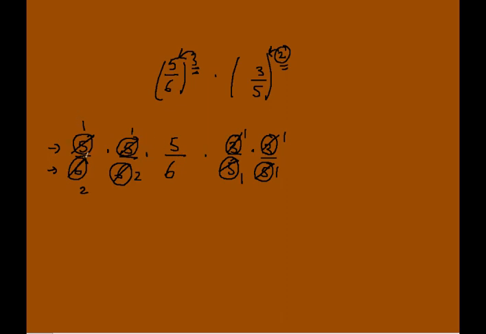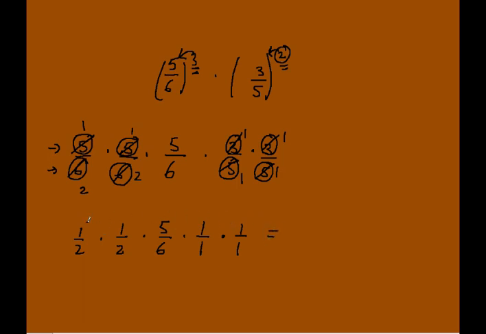So let's see what we have. Now this one becomes 1 over 2 instead, times 1 over 2, times 5 over 6, times 1 over 1 times 1 over 1. Now this looks a little bit better. We have smaller numbers now.